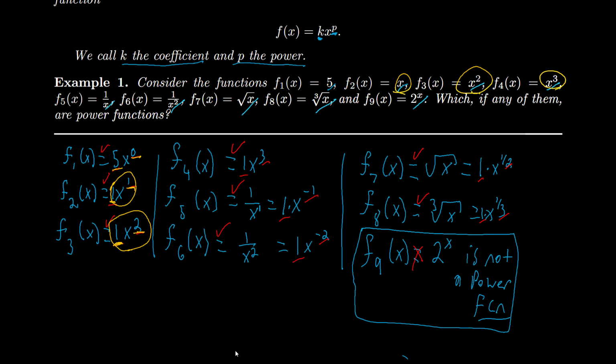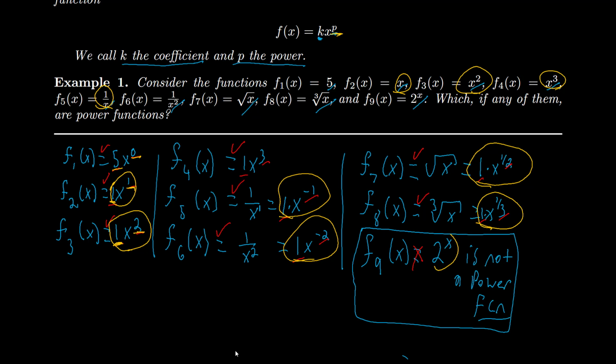1 over x can be rewritten as 1 times x to the negative first. It's exactly the same thing. Dividing by a number is the same thing as multiplying by that same number to the negative power. Notice that p can be any real number, so we're good to go. Negative 1 is certainly a real number. 1 over x squared is just 1 times x to the negative second. That's a power function. A square root, no problem. That's just a fractional power, x to the 1/2. 1/2 is certainly a real number, so that's a power function too. Same thing with cube root. That's just x to the 1/3.